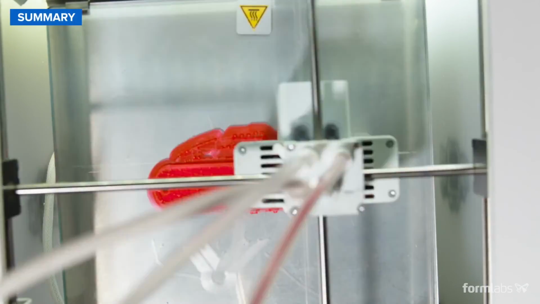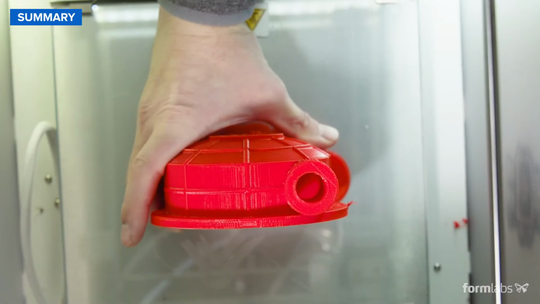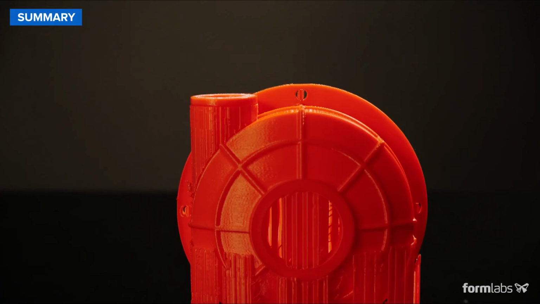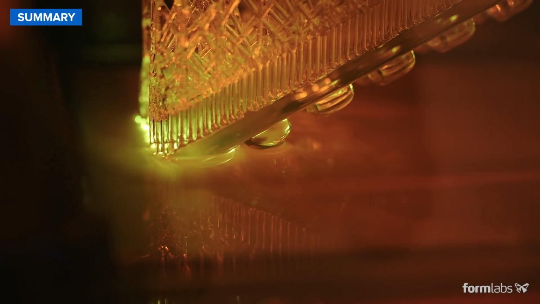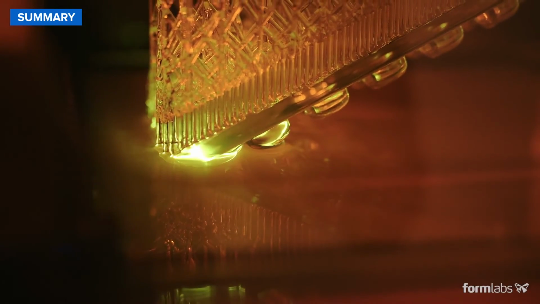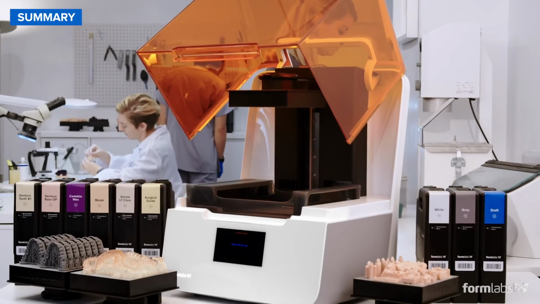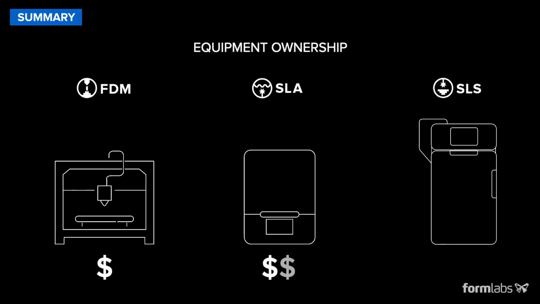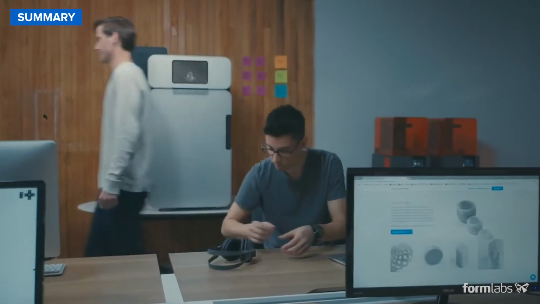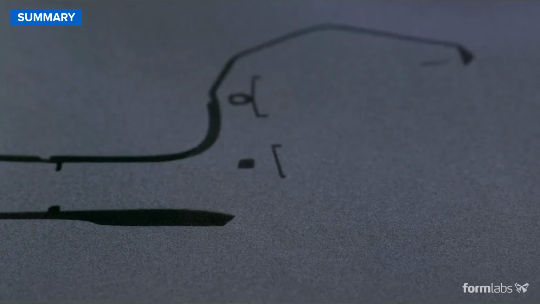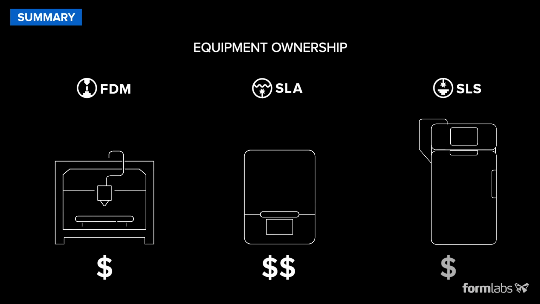To sum up, FDM will get you the cheapest parts if you're printing only relatively simple prototypes in limited numbers. SLA offers higher quality at a slight premium, but the difference quickly diminishes when you print complex designs or larger batches due to the less labor-intensive post-processing. Lastly, SLS is the most cost-effective process for producing medium to large volumes of high-quality functional parts.